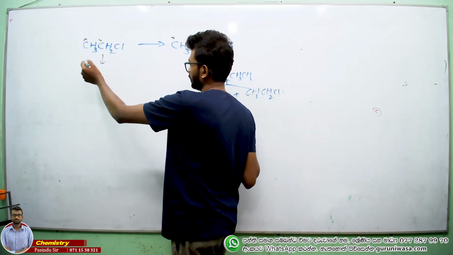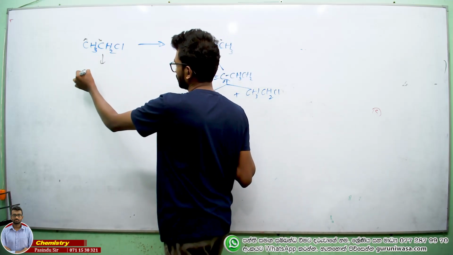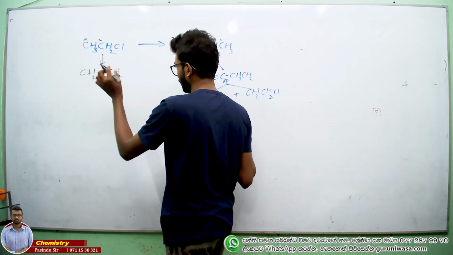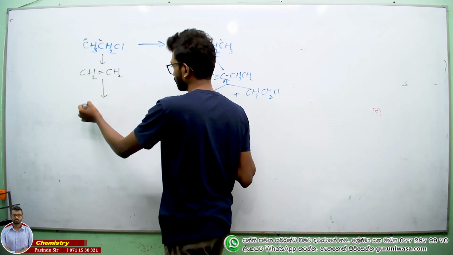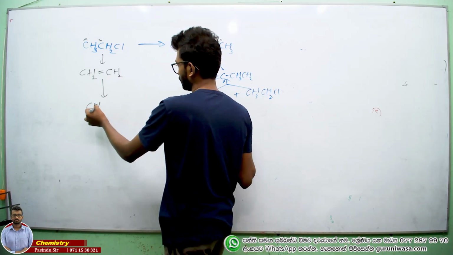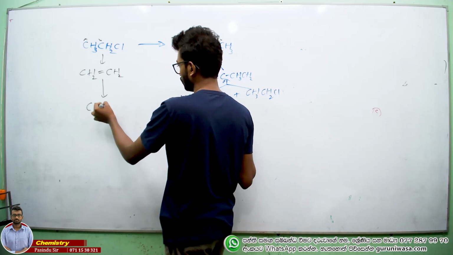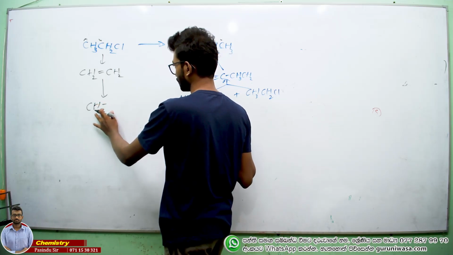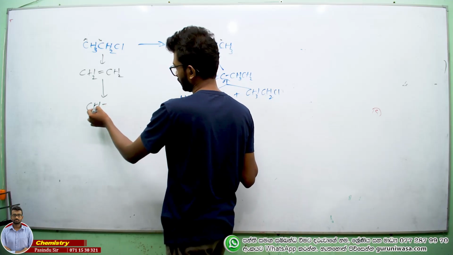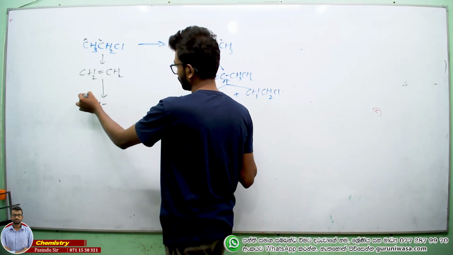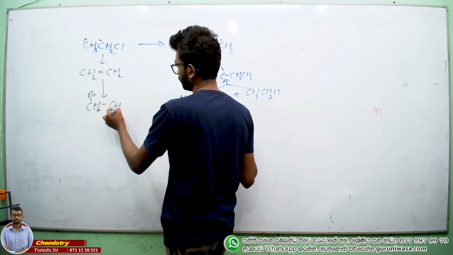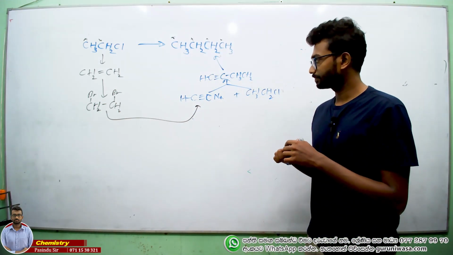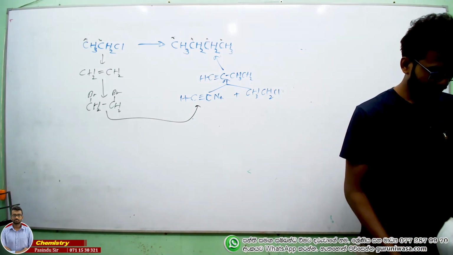Let's make a double bond using this one, CH to CH2, then add Br2, giving CH2 Br. Then you can easily go to here. It's not that hard.